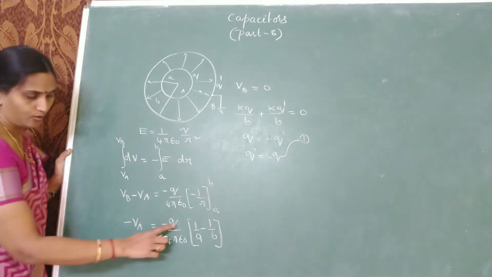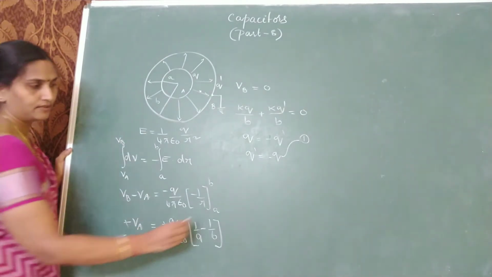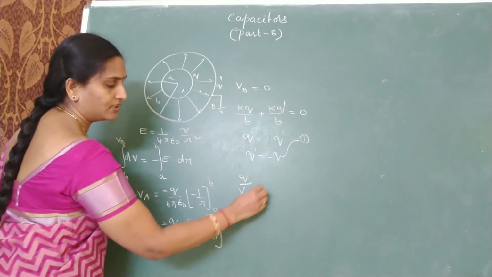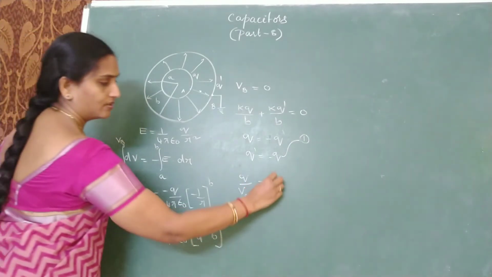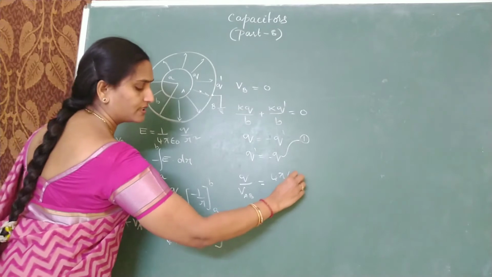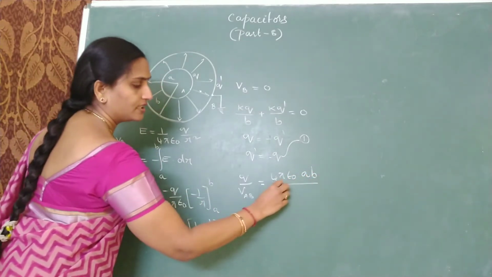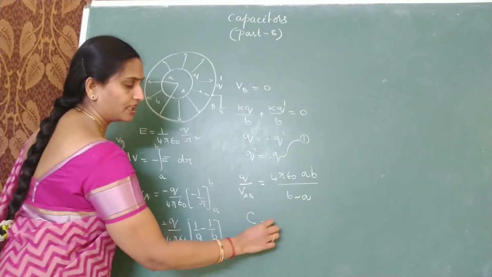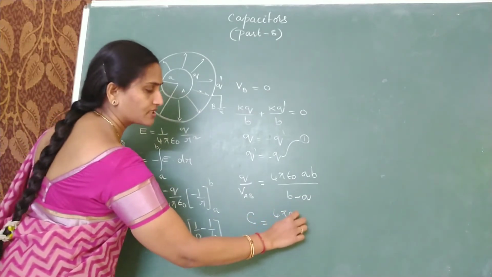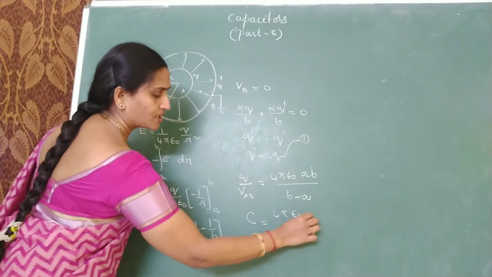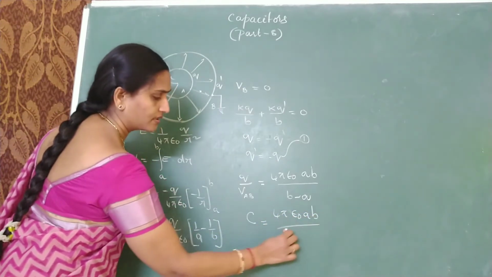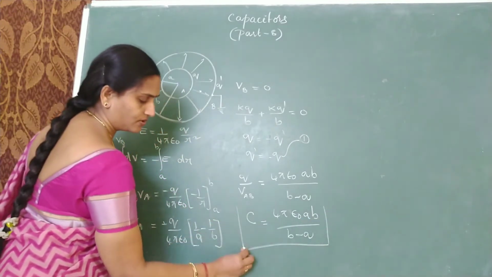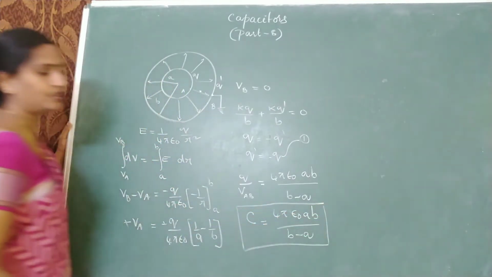Now bring Q and VA together. Charge by the potential difference of A with respect to B will be 4 pi epsilon naught, take the LCM, AB by B minus A. So the capacitance of this arrangement is the same as the previous case, which is 4 pi epsilon naught AB divided by B minus A. Okay, so this is how you can get the capacitance.